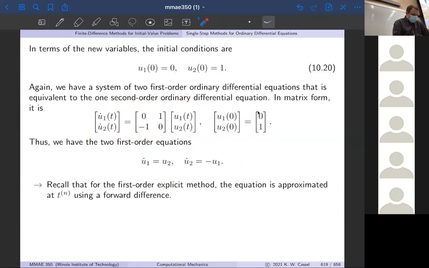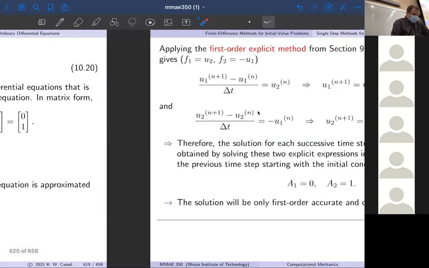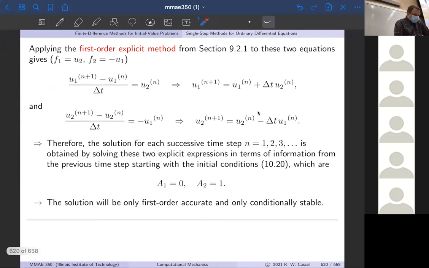Okay, so we could use the first order explicit method, we could use the first order implicit method, we could use the Crank-Nicolson method. So let's use the first order explicit method and see how this works. So now we're going to do exactly the same thing we did for one equation, but we're going to do it for both equations. So on the left, I have my first order accurate forward difference. That's u1 n plus 1 minus u1 n over delta t.